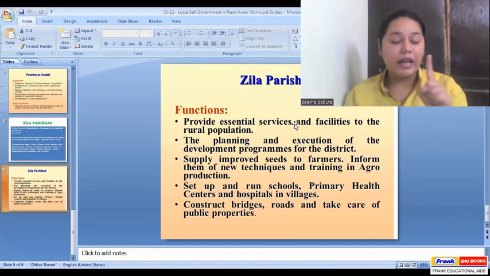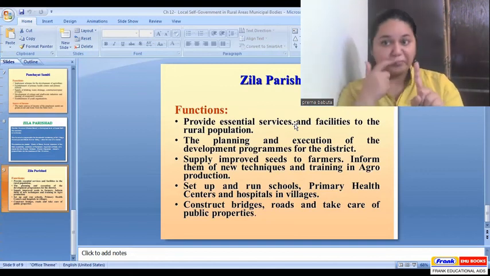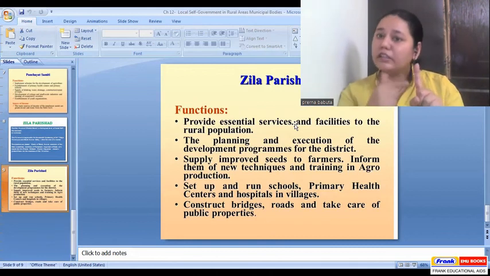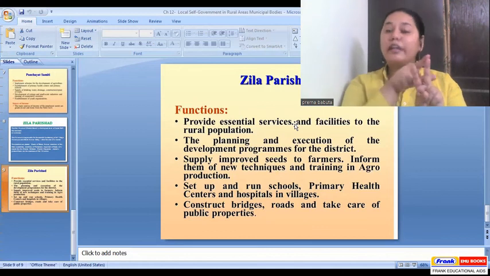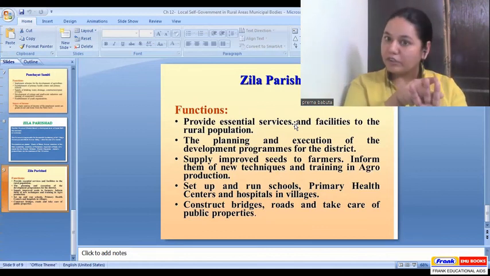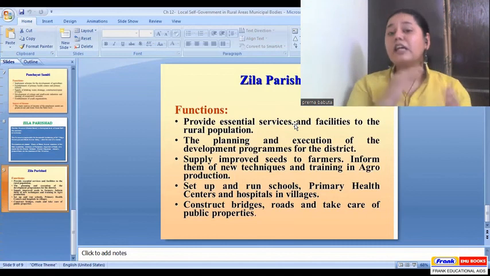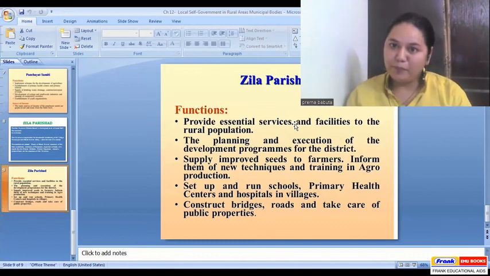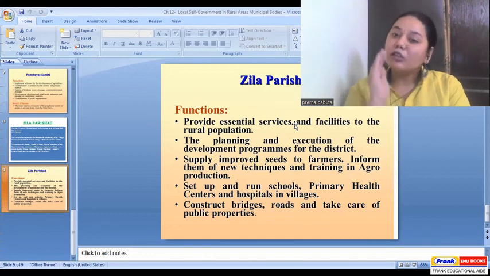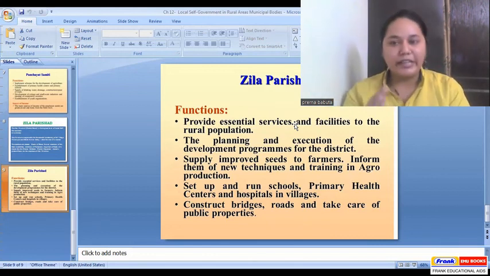How does that happen? Building roads, building bridges, these are all related to infrastructure. Creating more employment opportunities, so this is more of economic development. So infrastructural development, economic development, overall development. These are the main functions that the three forms of government at the local level perform. Okay, so this is all about local self-government in the rural area.